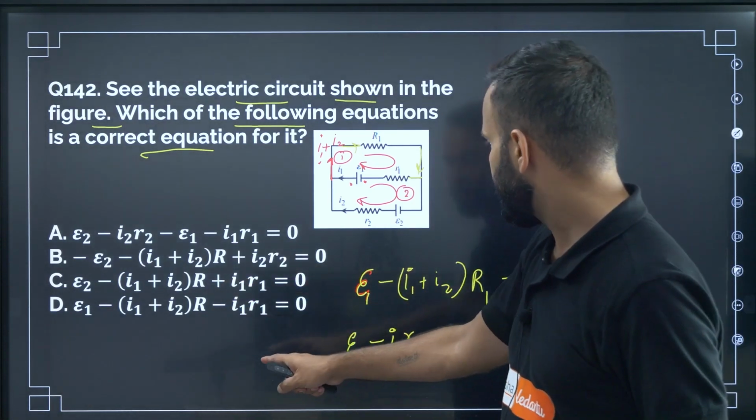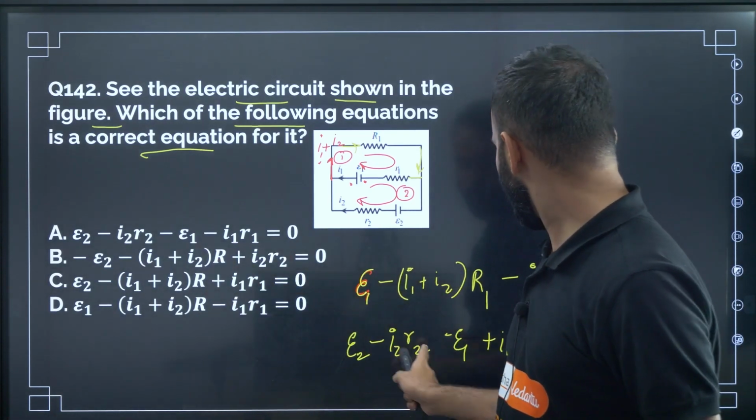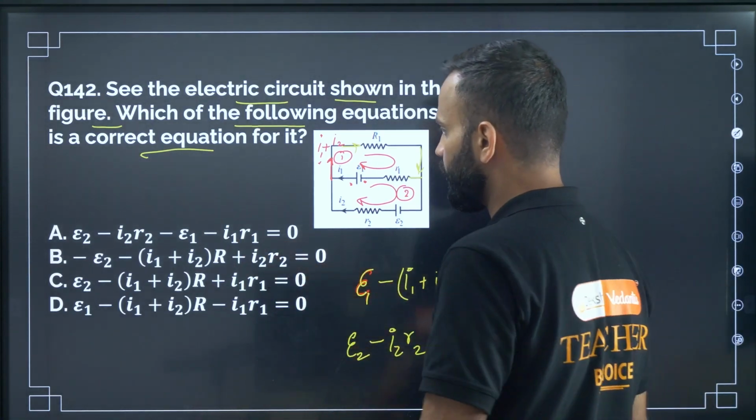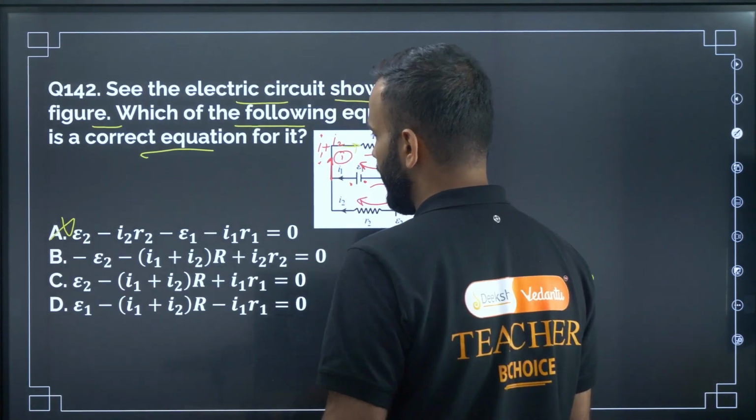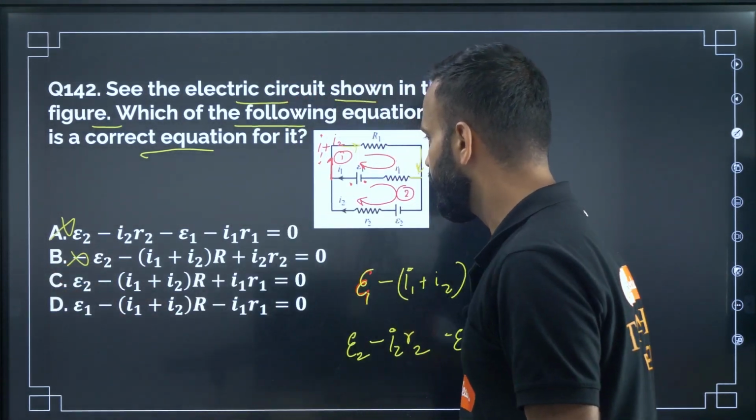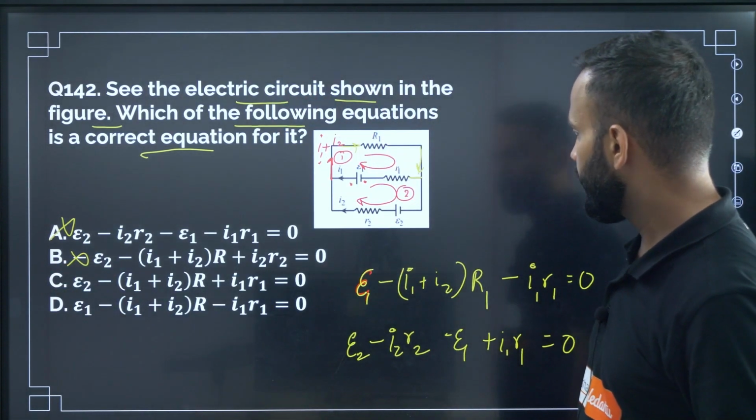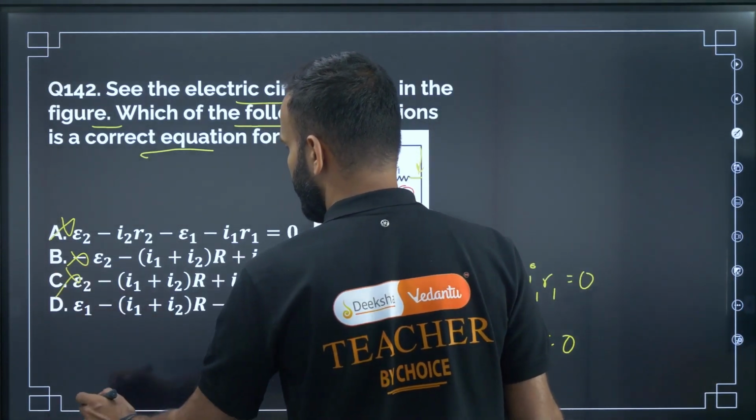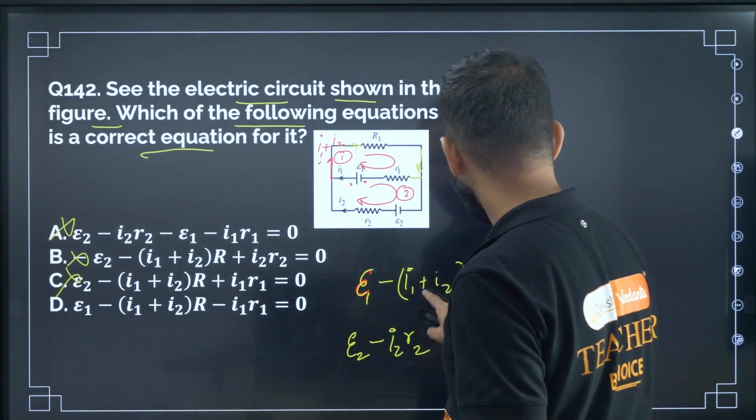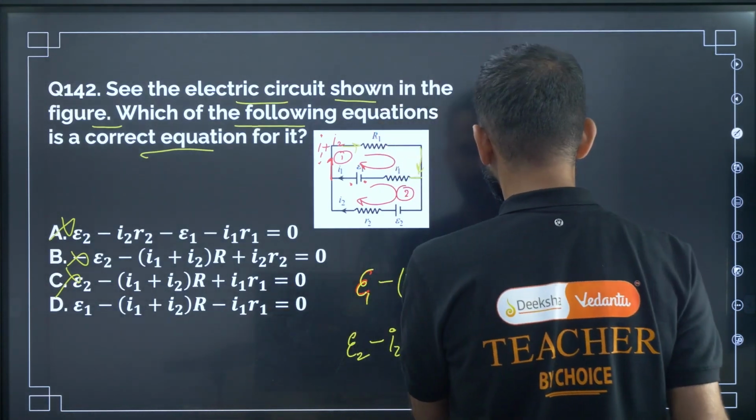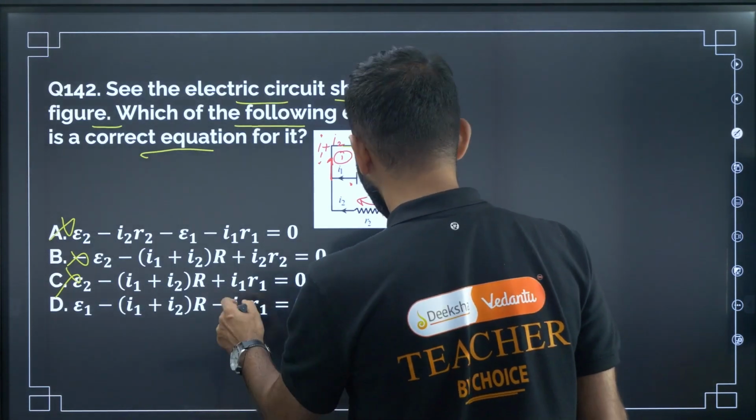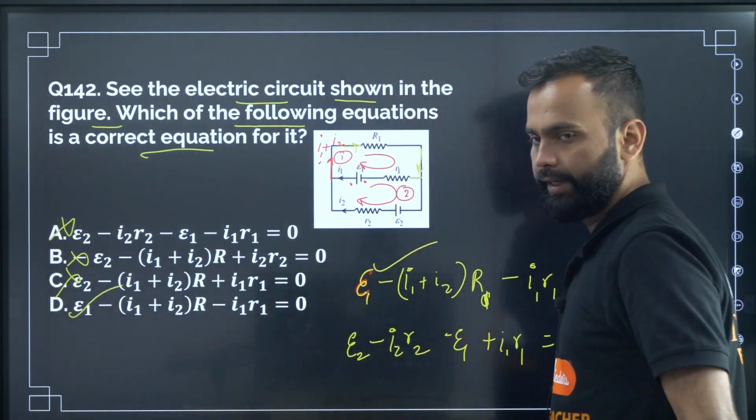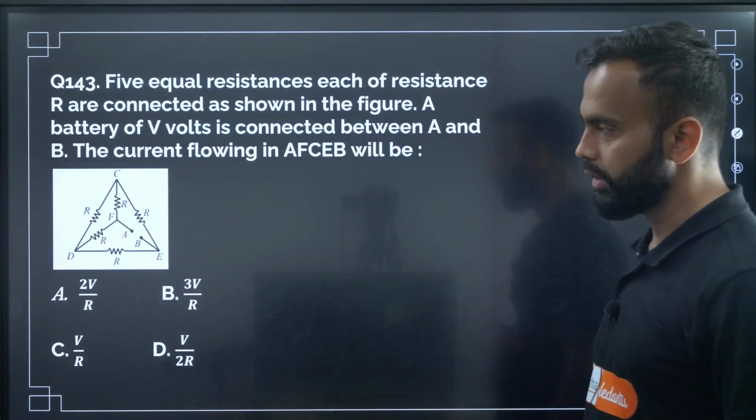The first option says E2 minus I2 R2 minus E1 plus I1 into R1, but we got minus I1 into R1, so the first equation is wrong. The second equation is also wrong. The third equation, E2 minus (I1 plus I2) into R, is also wrong. The fourth equation, E1 minus (I1 plus I2) into R, capital R, minus I1 into R1 equal to 0, is correct. So the correct option is D.